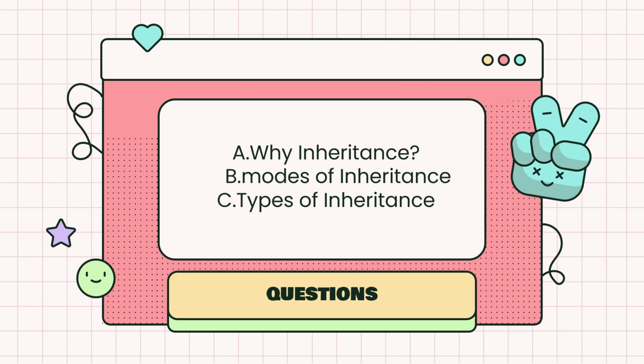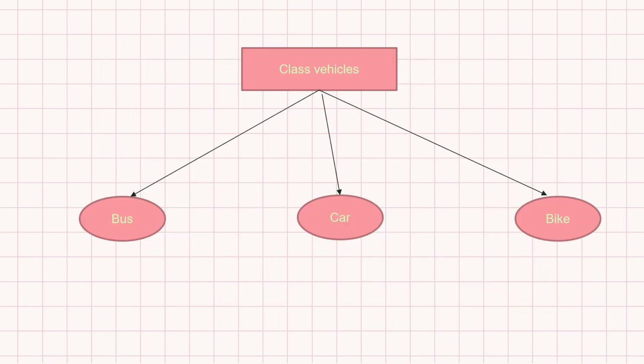So we have three questions: why we use inheritance, then the modes of inheritance, and lastly the types of inheritance. The first question is why we use inheritance. The first point is code reuse. We reuse the code which is already written in the above class.